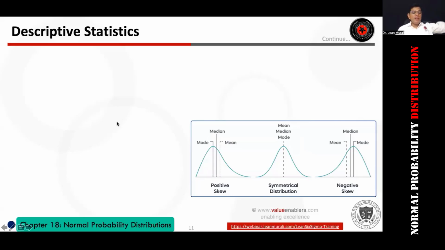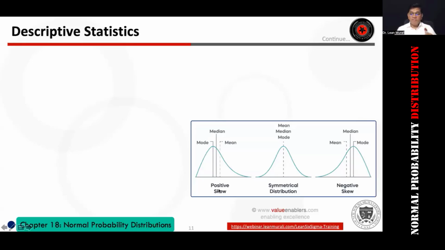Now, what I want to communicate through this is the following. Number one, if you take the average, the median, and the mode, all will be the same value. In a perfect symmetrical distribution, the mean, the median, and the mode are all the same.